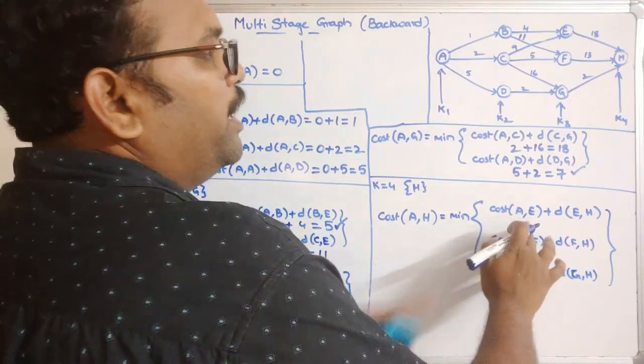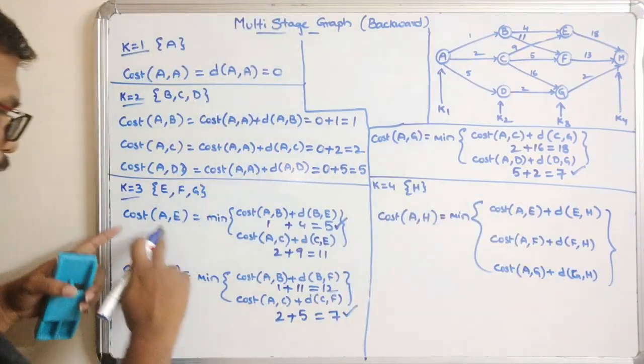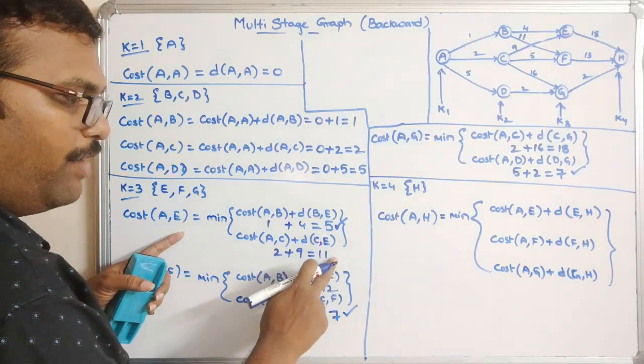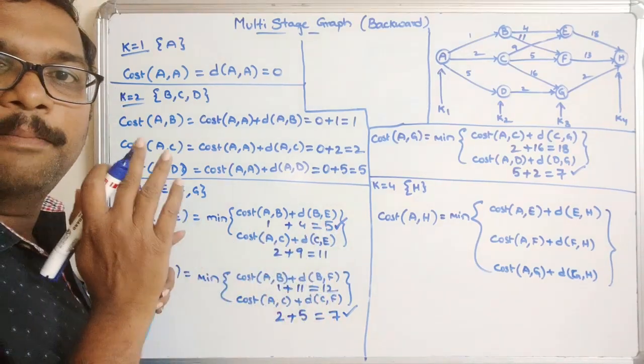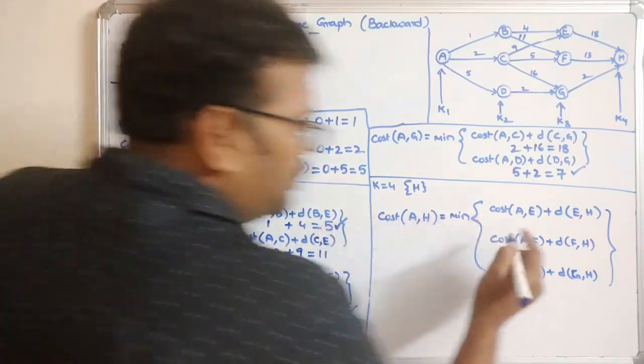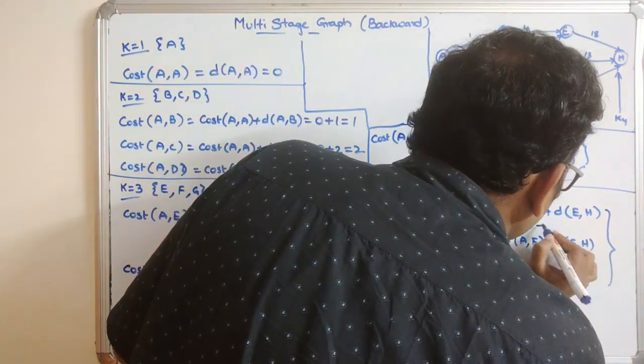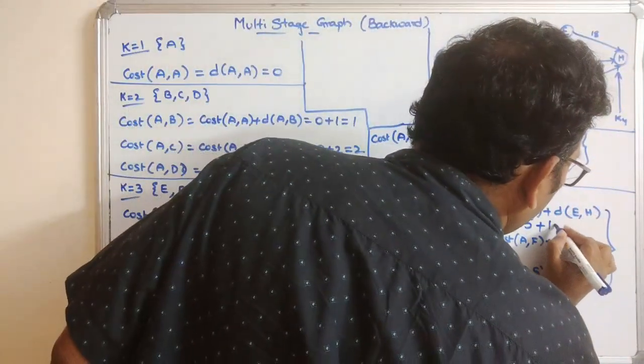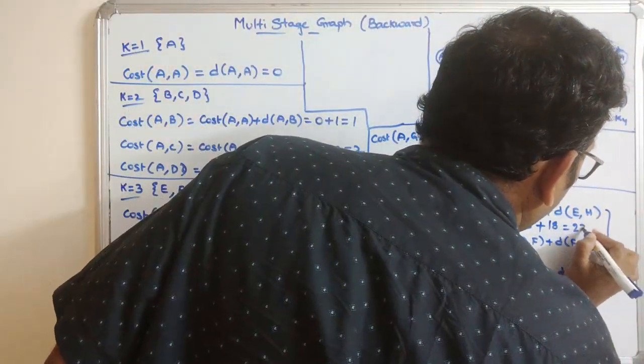Cost of A to E. So already we have computed cost of A to E, which is 5. We got 2 paths, 5 and 11. Among that we have to select the minimum path. I am selecting this one. So 5 will be the cost of A to E plus D of EH. EH is 18, which is 23.